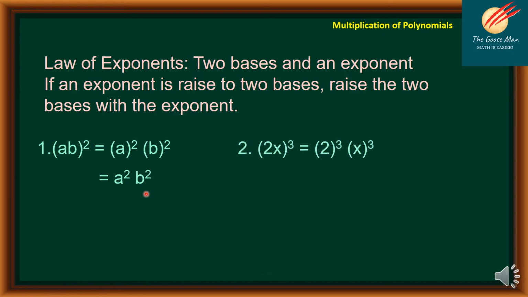Another example, if I have 2x raised to the third power, again, I'll distribute the exponent. We have 2 to the third power, then I have x to the third power. But 2 to the third power means 2 times 2 times 2. So I have here 2 times 2 times 2 times x cubed. So we have 8x cubed.